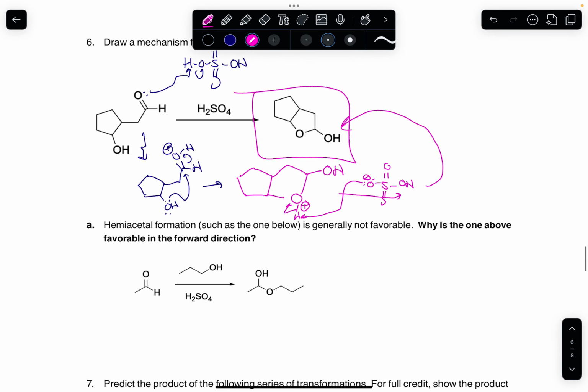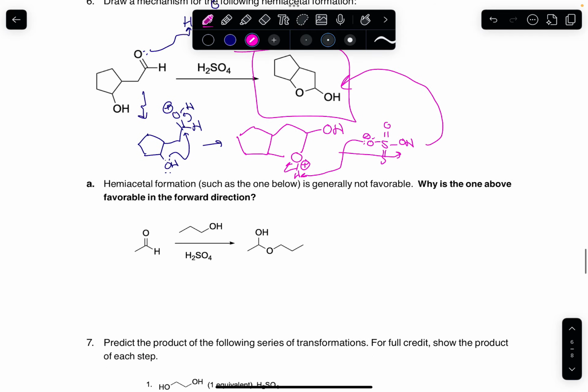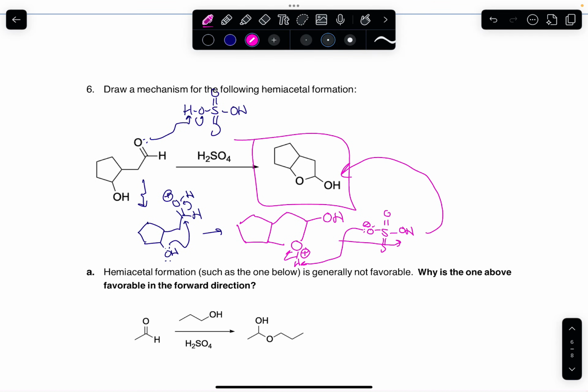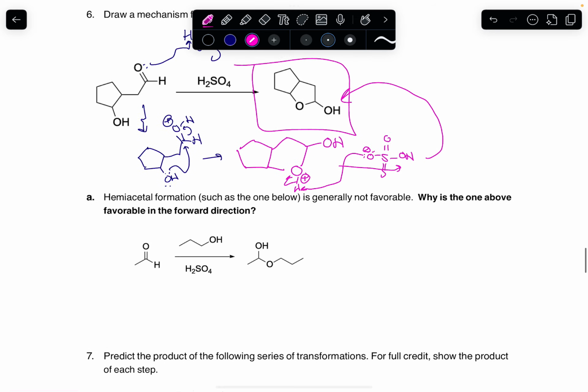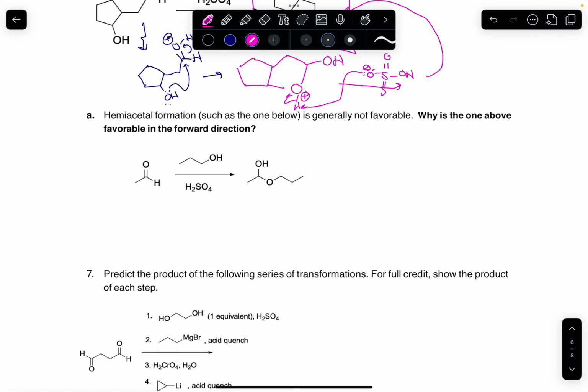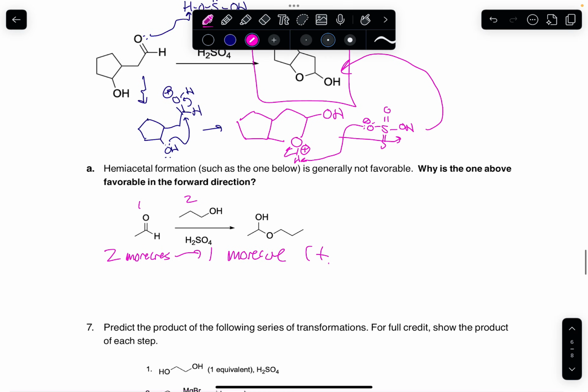Hemiacetal formation is not generally favorable, we've learned. So why is the one above favorable in the forward direction? How might this be possible? Here we have how many molecules? We have 1, 2. So we have 2 molecules going to 1 molecule. This is the typical hemiacetal formation. Delta S is less than 0, which is bad.